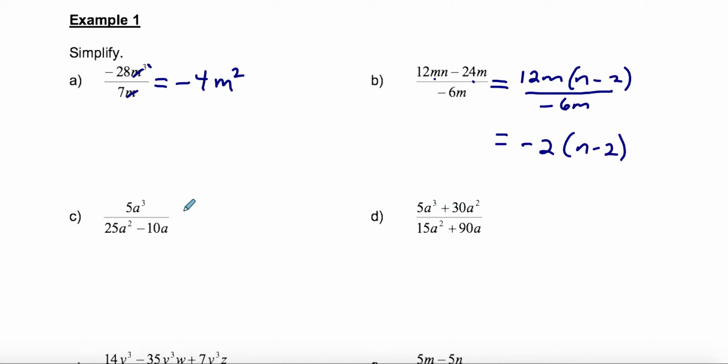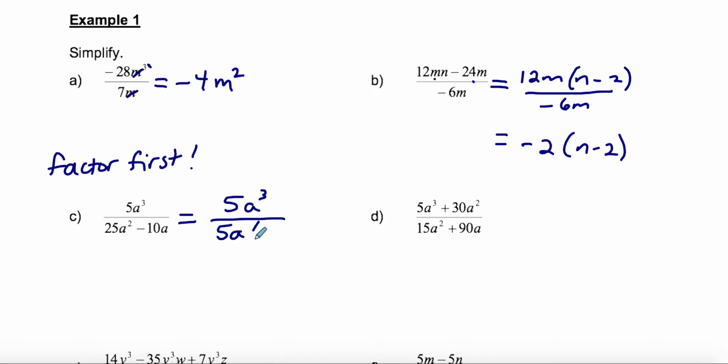So this one over here, a little different. I have two terms in the denominator, only one in the numerator. But what I would like you to do is to factor first. Oh gosh, that's going to be huge. So you have to factor first. So we're going to see lessons 5, 6, and 7 in this unit, and that's going to be a really important thing that you always factor first. So I do see in the denominator, I have a common factor of 5a. And what would be left would be 5a minus 2.